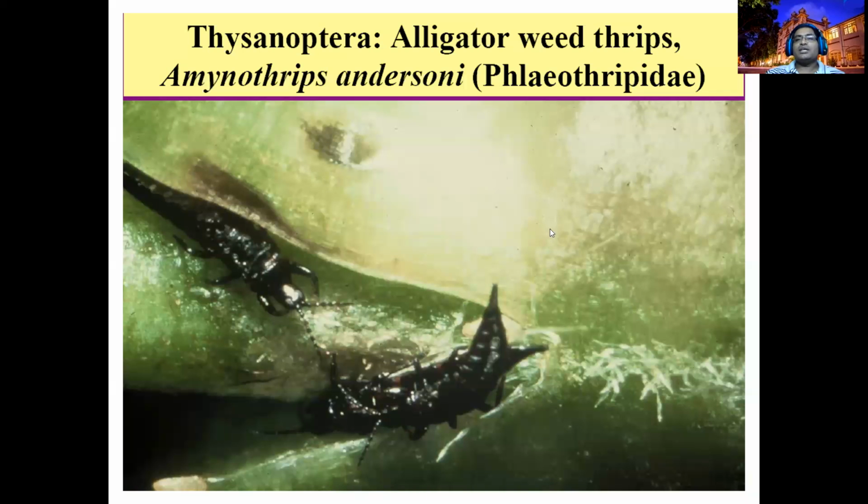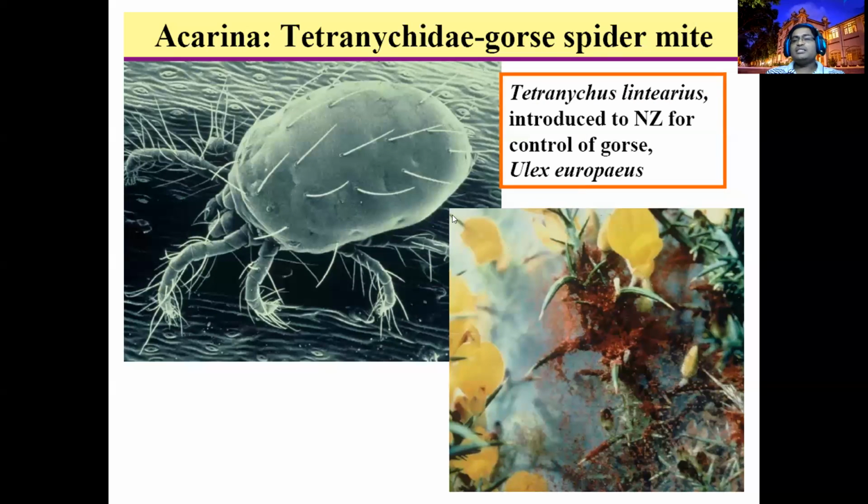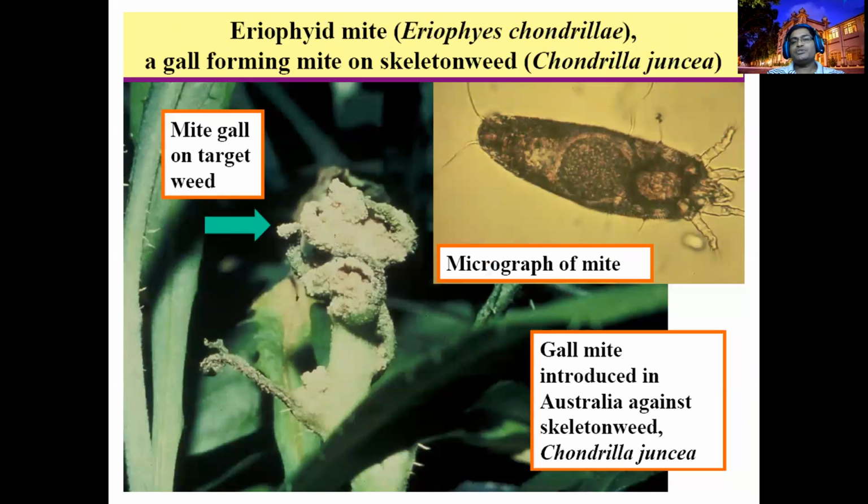Another one is that they used thrips to control alligator weed. They have used some thrips also, but introducing these is dangerous. If the host range is high, it can target the main crop. Another one is a mite, Tetranychus species, which they use in New Zealand to control gorse. To control gorse in New Zealand, they introduced the gorse spider mite.